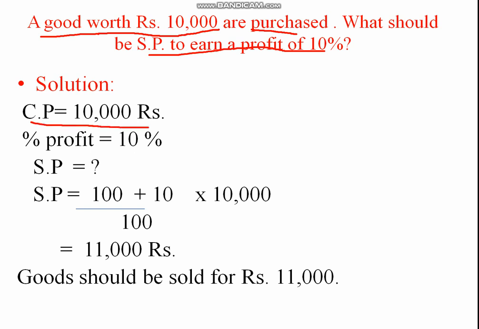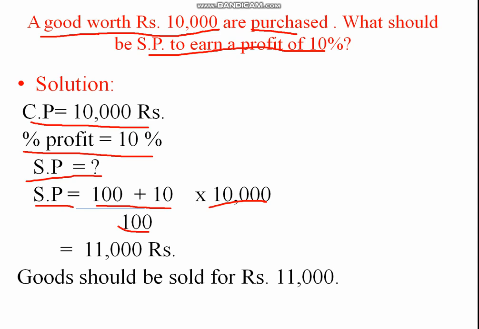CP is given, 10,000 rupees. Percentage profit is 10% and SP is equal to question mark. We have to find the value of the SP. We know if CP is known and percentage profit is known, then the formula of SP is (100 plus percentage profit) upon 100, into CP. Remember the formula: (100 plus percentage profit) upon 100 into CP.